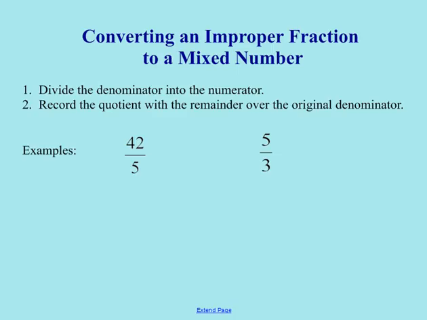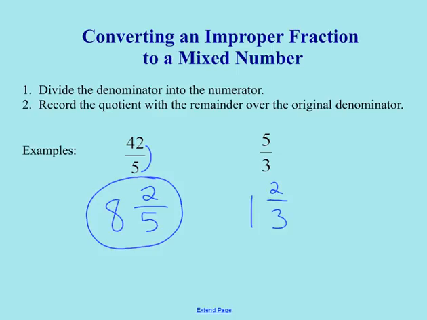Example 1, 42/5. Divide the denominator into the numerator. 5 goes into 42 8 times, right? Because 8 times 5 is 40. So 8 times. There's 2 left over. So we record the quotient with the remainder of 2 over the original denominator of 5. 8 2/5 is the mixed number. 5/3, well, 3 goes into 5 once with 2 left over and put it over the original denominator. So 1 2/3 is the mixed number.